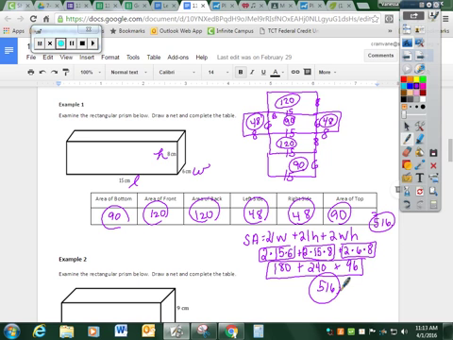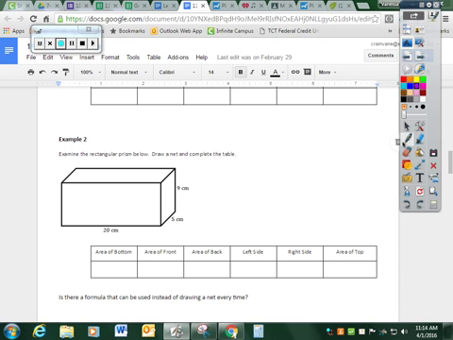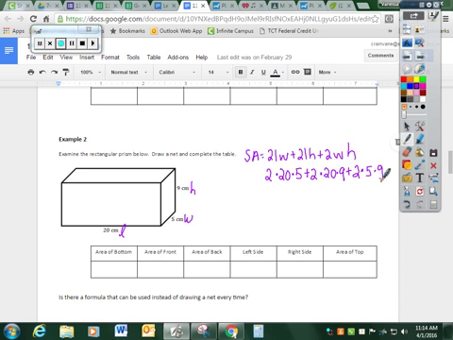Okay? So let's do one more together before I set you with your Educanon. I'm actually not going to have you draw a net for this one. I want us to use the formula. Surface area is 2 times length times width plus 2 times length times height plus 2 times width times height. And remember, just go through length, width, and height. It really doesn't matter what order it's in. 2 times 20 times 5 plus 2 times 20 times 9 plus 2 times my width is 5, my height is 9. Doesn't matter what order these variables are in, just as long as you plug them into your formula.